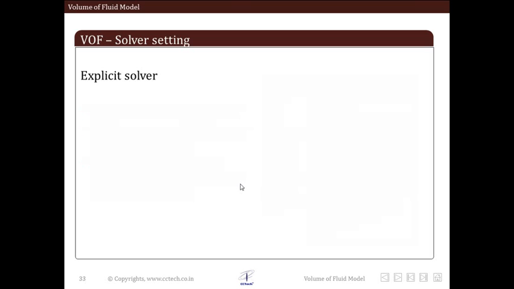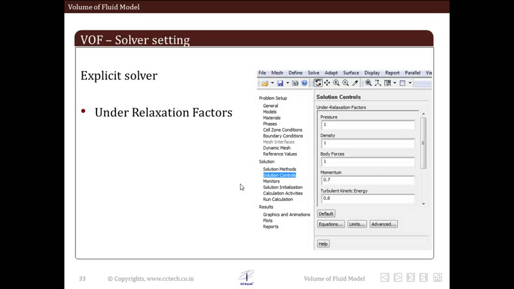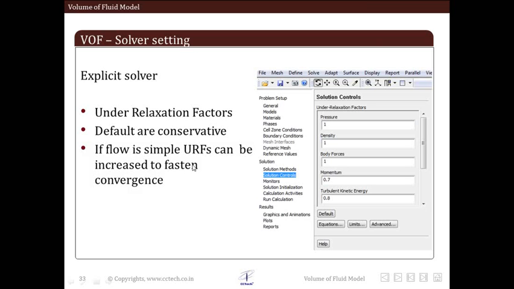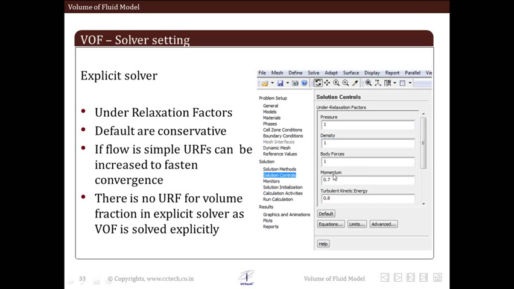Next parameter that we will discuss is the under relaxation factors. We can set them under solution controls within the solution section. As you can see, the default values are shown here. They are very conservative in order to obtain better convergence. If the flow is simple, we can always increase these URFs in order to make the convergence quicker. You can notice that there is no URF for volume fraction because in explicit solver, VOF is solved explicitly within each sub time step.